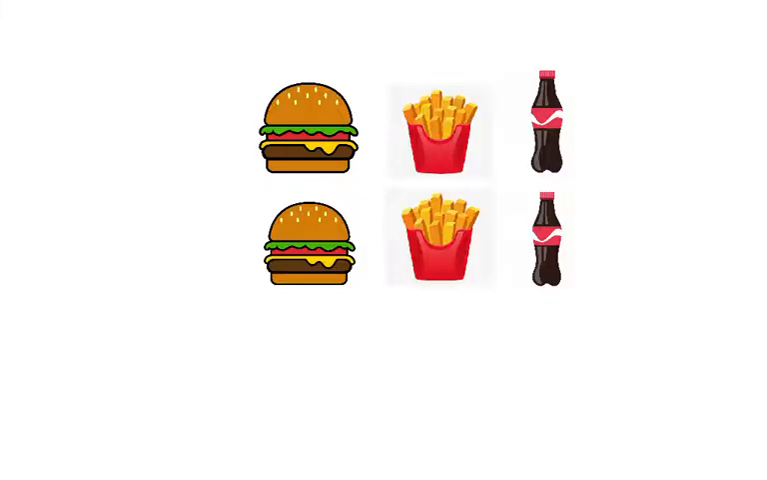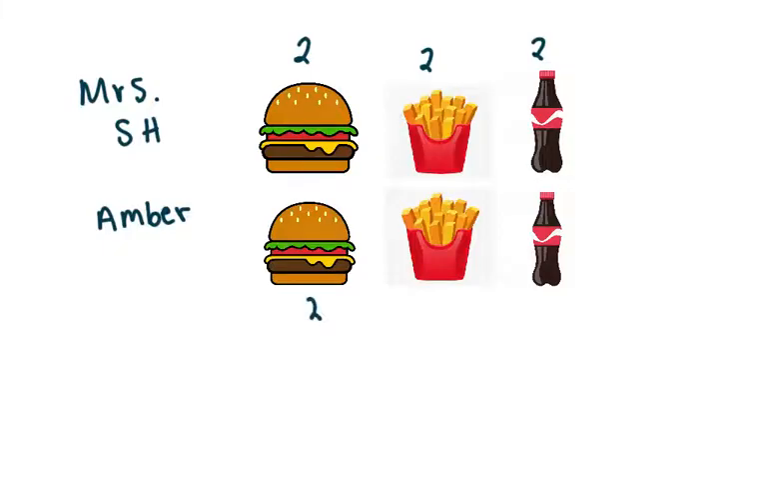Let's say that I am going out to eat with a friend. Let's say my friend's name is Amber. We're each going to go out to eat, and I'm taking my husband and she's going to take her boyfriend. Me and my husband are each going to get a burger, fries, and a soda. So that is 2 burgers, 2 fries, and 2 sodas for us. Amber and her boyfriend are going to do the same thing. They are each going to get a burger, they're each going to get a fry, and they're each going to get a soda.